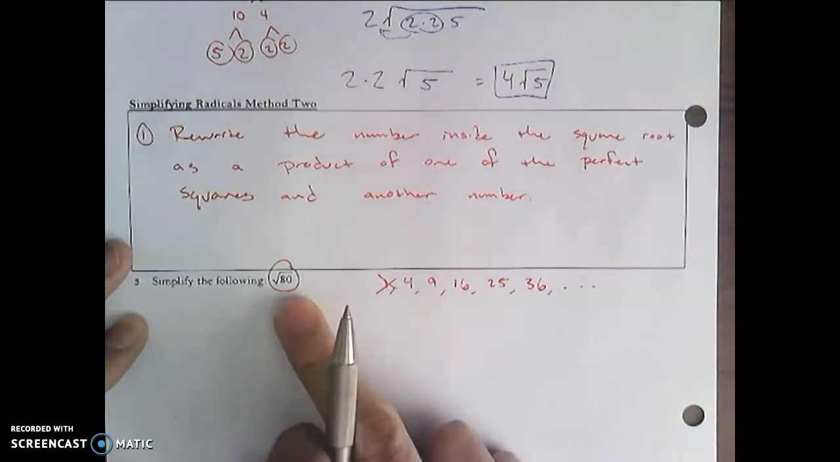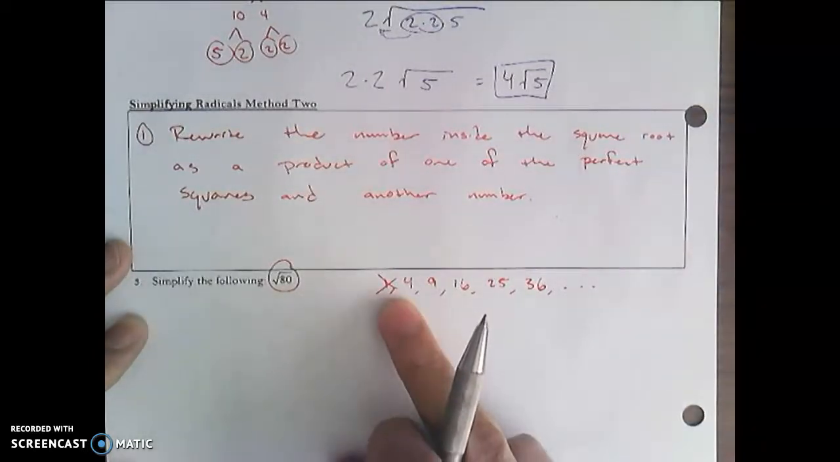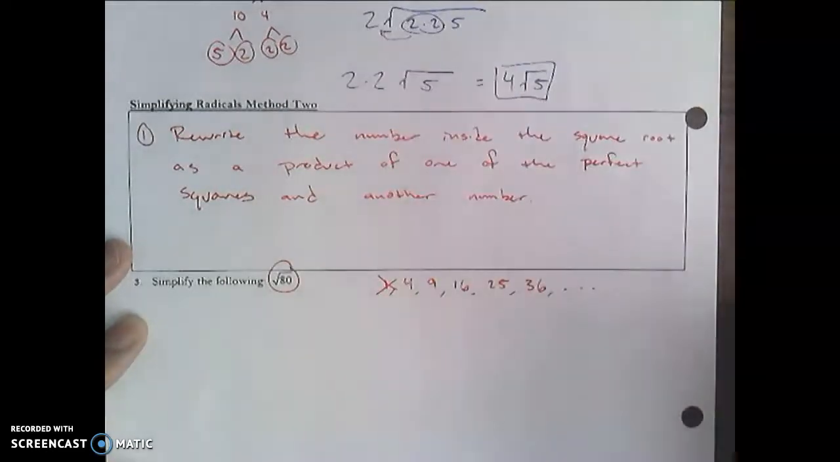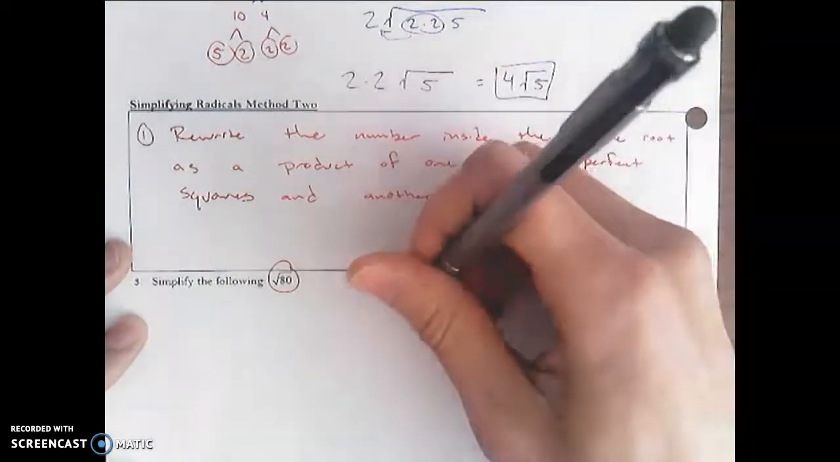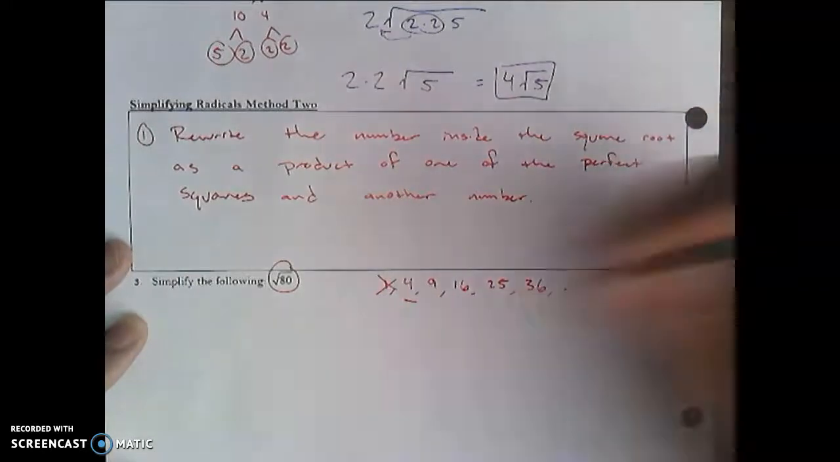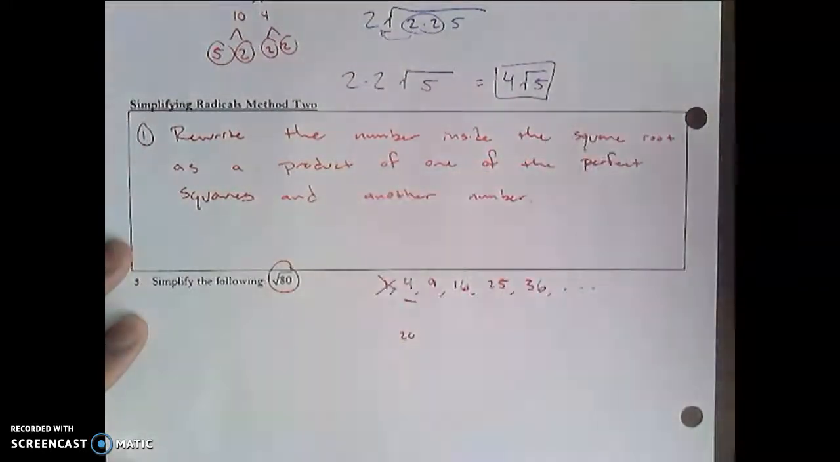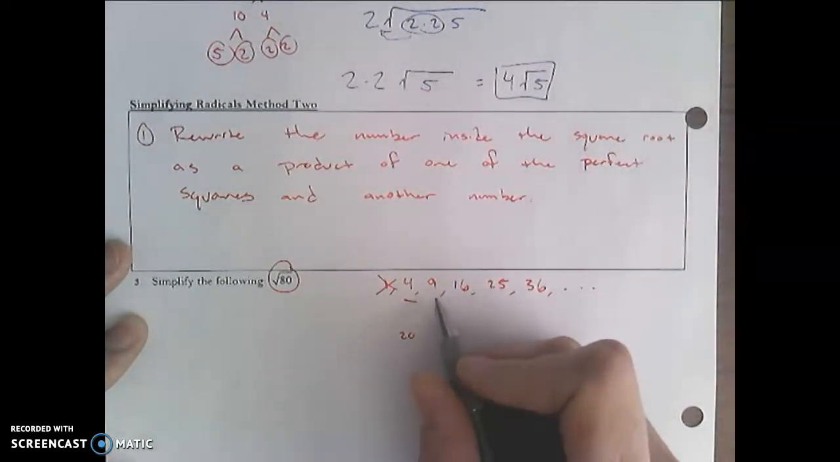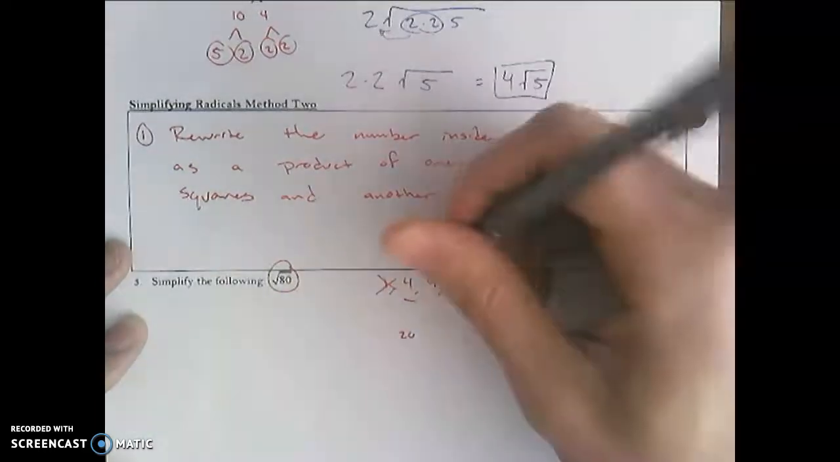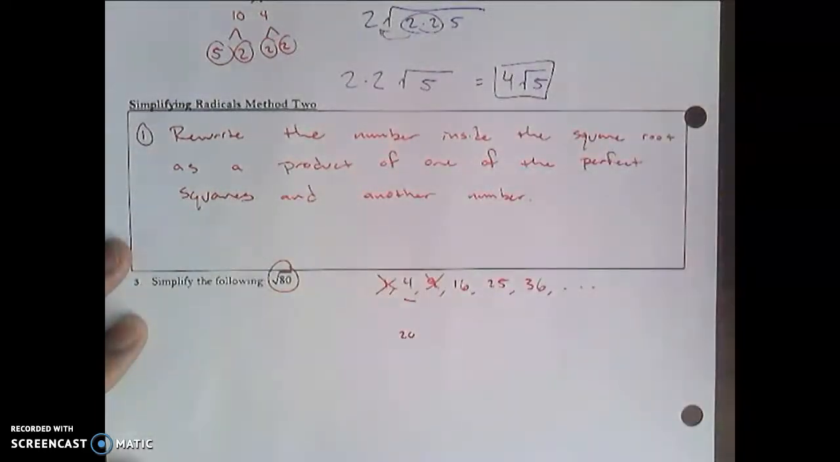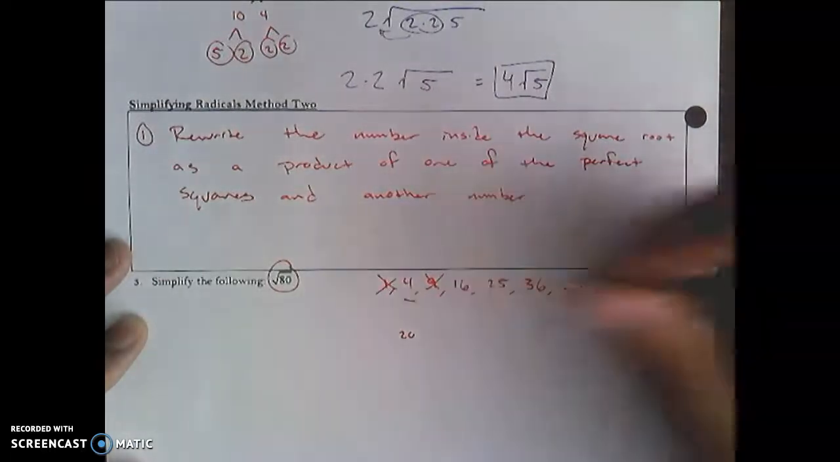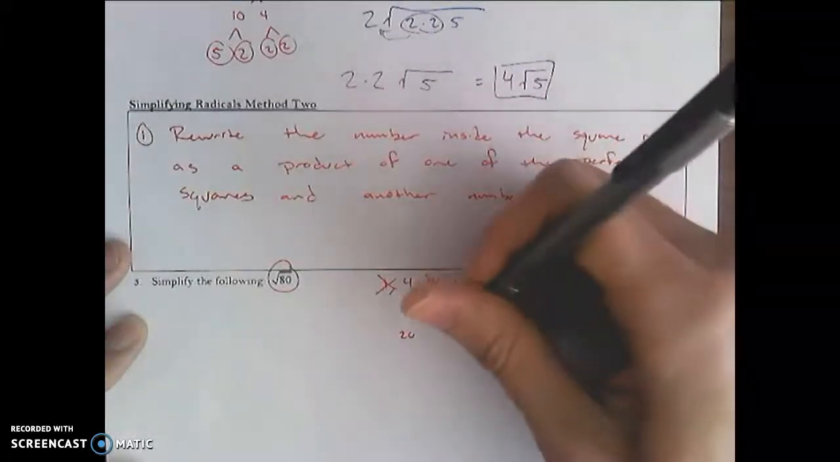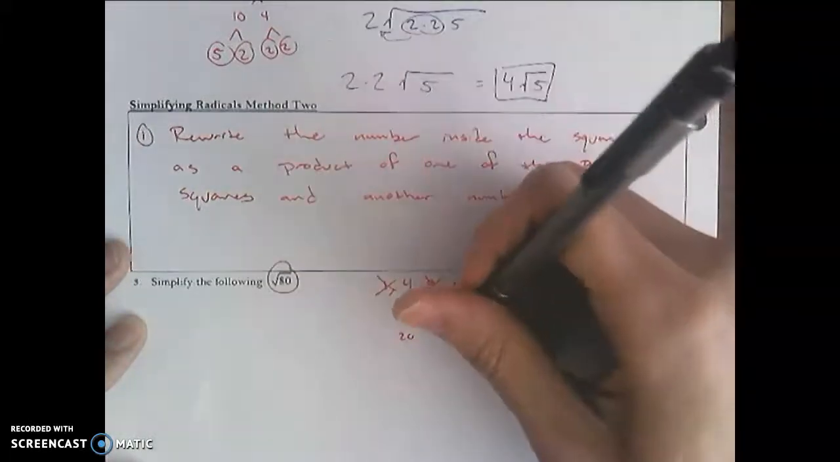Let's check. Can we take 80 and divide it by 4? Plug that into your calculator, see if you get a nice round number. We do. So when you divide 80 by 4, you get 20. So we could use 4, but let's continue. We want to choose the largest perfect square. Can we take 80 divided by 9 and get a whole number? Plug it in your calculator? No, we do not. Can you take 80 divided by 16 and get a nice whole number? Yes, you can, so we can choose that. When you divide 80 by 16, that gives you 5.